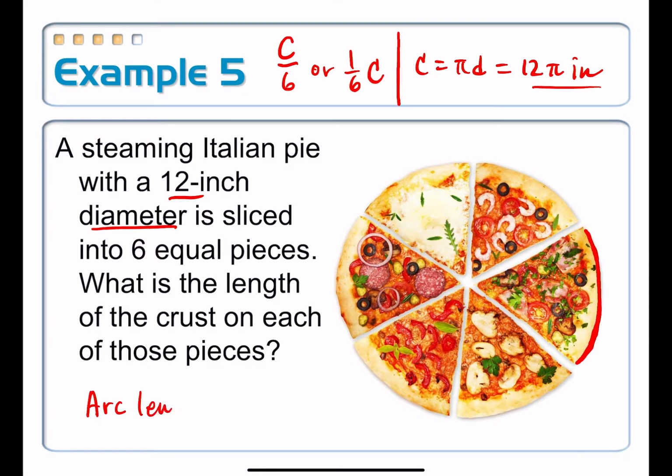Arc length is equal to, what was it, 12 pi? Yeah, it was 12 pi divided by 6. I can take the 12 divided by 6 to get exactly 2 pi inches. And that's how long one of those pieces of pizza crust would be. That is an example of finding arc length.